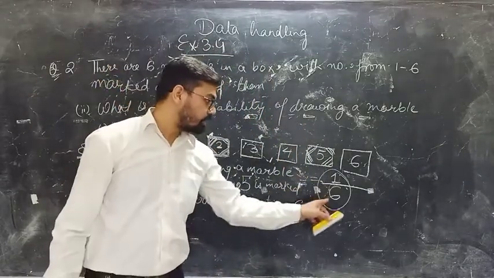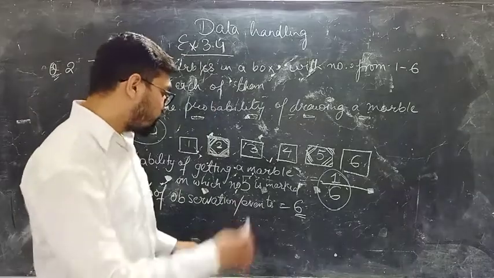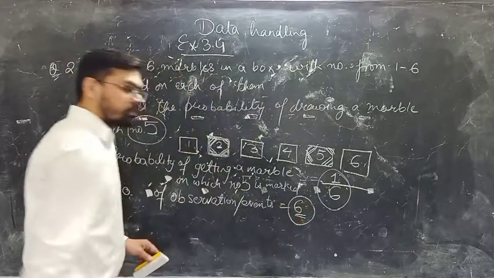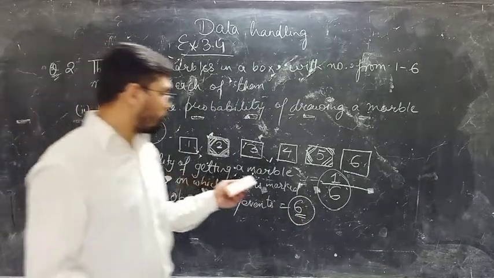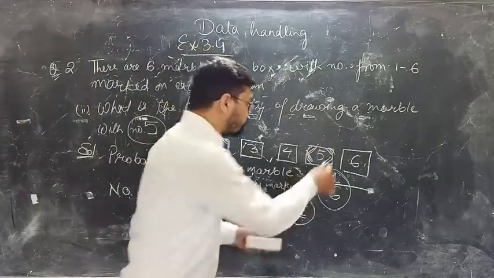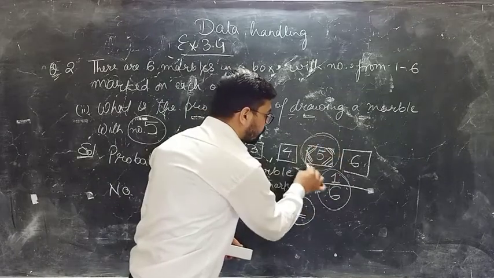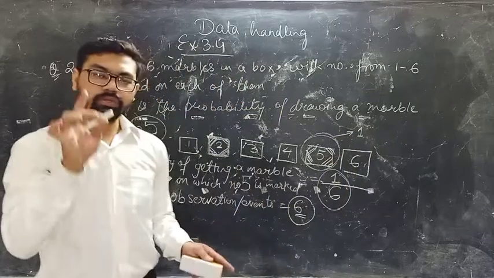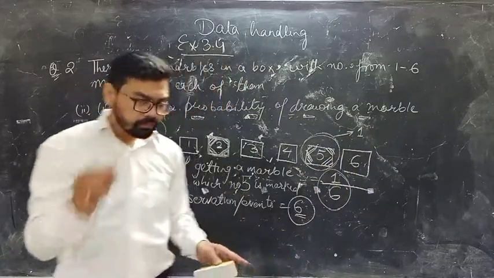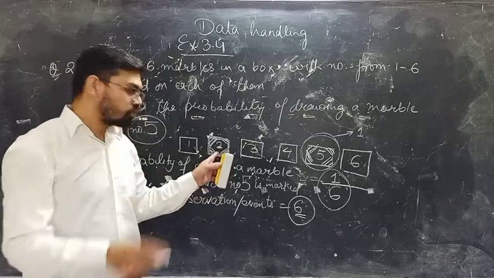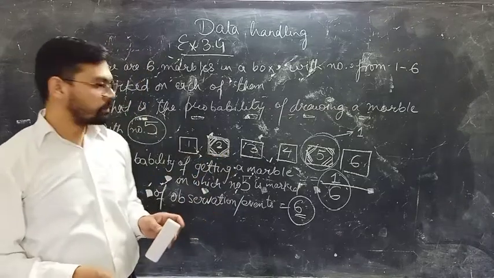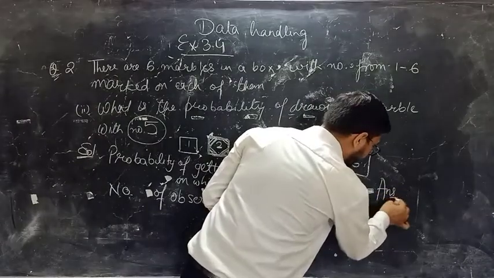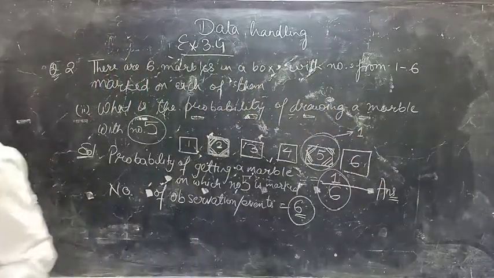That's why the answer is 1 by 6, because the number of observations or the number of events that can occur is equal to 6. And the possibility of occurrence of this event is 1, because there is only one marble on which 5 is written. Similarly, in the earlier case, there is only one marble on which 2 is written. That's why your answer is 1 by 6. Again, the answer for the second part is also the same, 1 by 6. Please note it down fast.